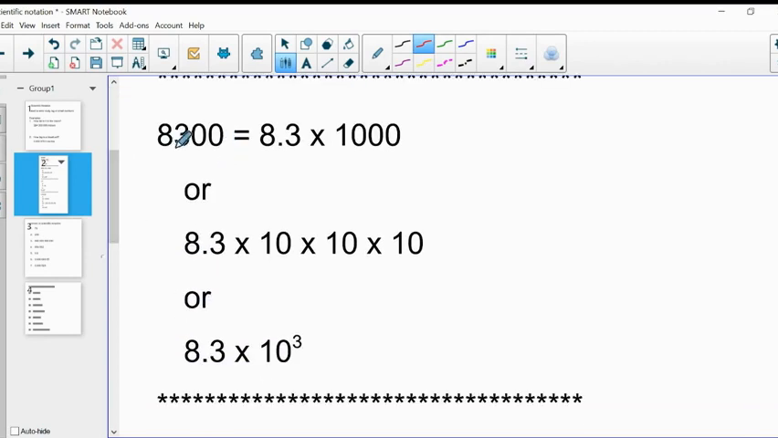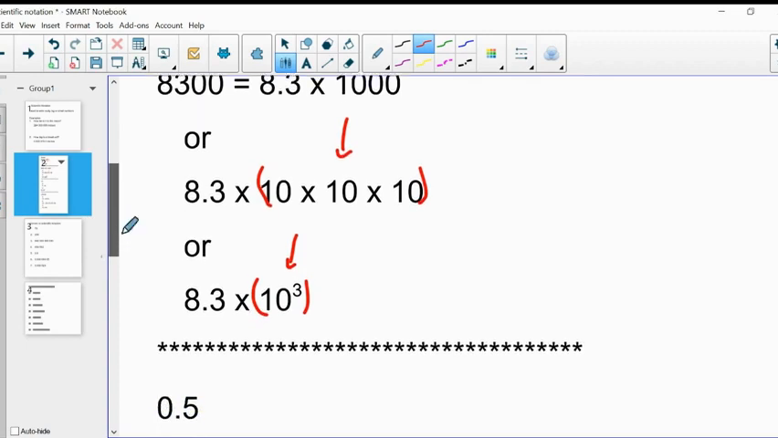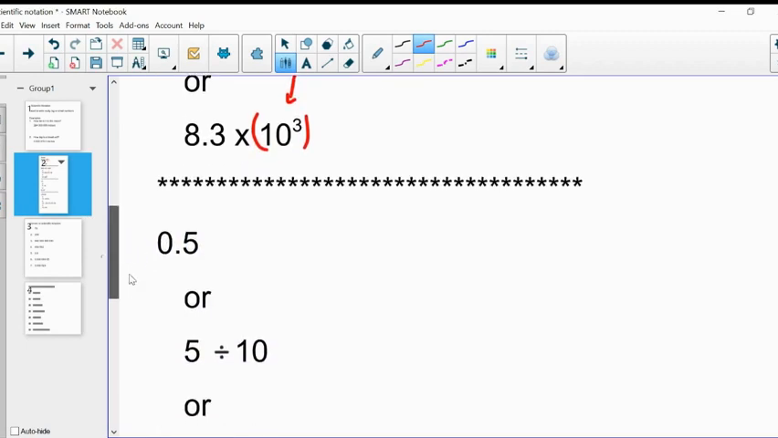Well, what about 8,300? Well, 8,300 is 8.3 times 1,000. And 1,000 is just 10 times 10 times 10, which is 10 cubed, or 10 to the power of 3. So 8,300 is 8.3 times 10 to the 3.